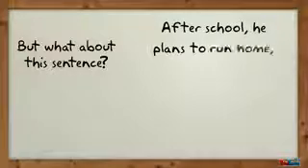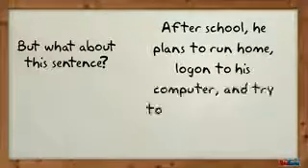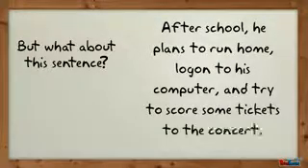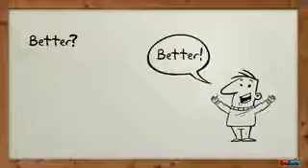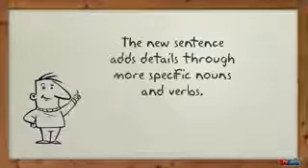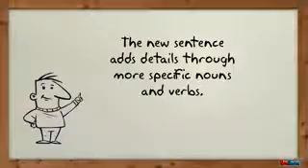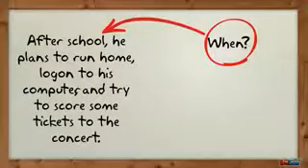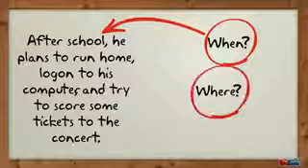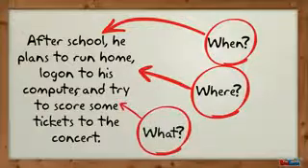After school, he plans to run home, log on to his computer, and try to score some tickets to the concert. Better, way better. The new sentence adds a lot of detail through specific nouns and verbs. We find out when it's going to happen, where it's going to happen, and what he's going to do. We got rid of the to be verbs.